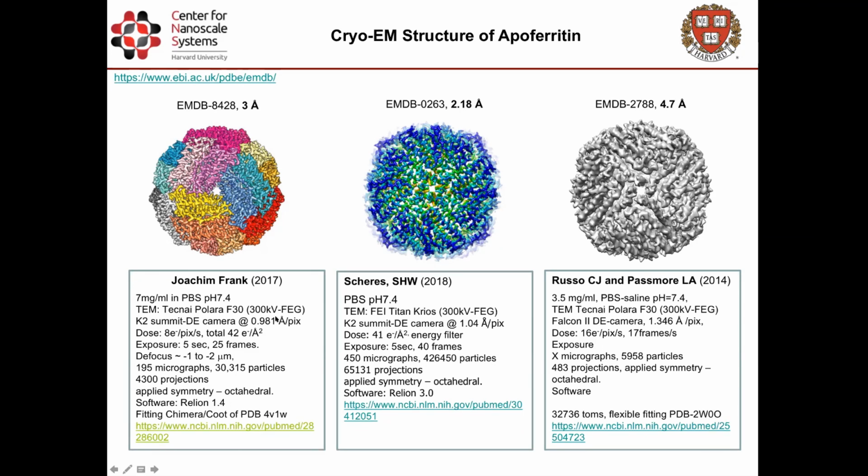As you can see, the information which is important to get these images is the type of microscope you have, and it's a 300 kV FEG, which is a must for near atomic resolution. It's a direct electron camera, K2 Summit or Falcon 2. These are the 2 which are mostly used. The pixel size, which defines your physical Nyquist, and of course the dose.